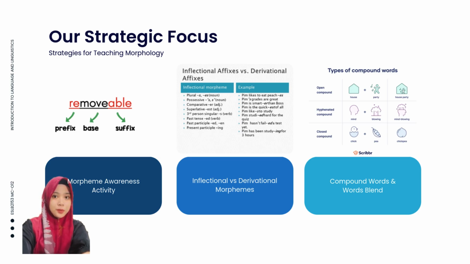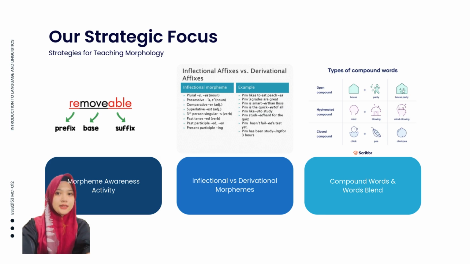First is morpheme awareness activity like word sorting. Students categorize words into free morphemes, stand-alone words like walk, and bound morphemes, prefixes or suffixes like ing in walking. Second, morpheme matching. That is, give students morpheme cards like prefixes, roots, suffixes, so they can mix and match to form new words like un plus happy, unhappy.